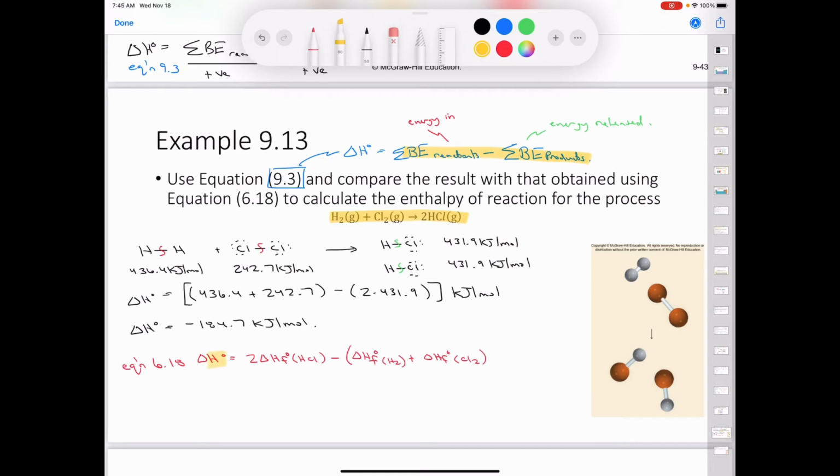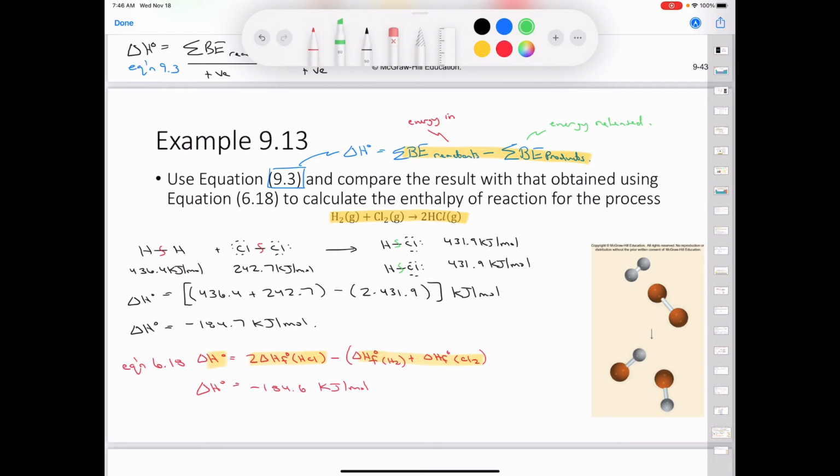If we were to use equation 6.18, and I have it laid out here, the delta H of our reaction is going to be equal to 2 times the delta H of formation of our products minus the sum of the delta H of formations of our reactants. Now remember, this equation is set up as products minus reactants, so it's the opposite of equation 9.3. Why? Because delta H of formation, when we form something, generally speaking, it's going to be an exothermic process. Energy is going to be released. And you can see that when we plug the numbers in, we end up with negative 184.6 kilojoules per mole.